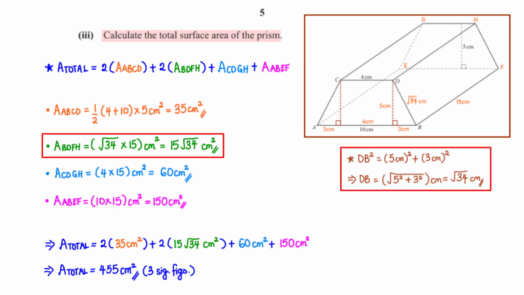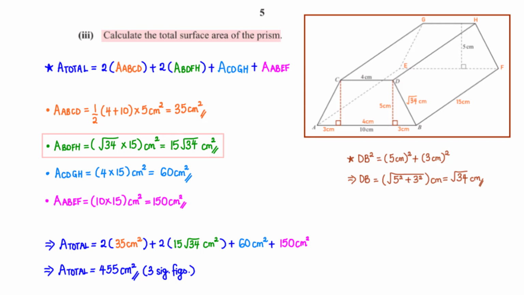The width can be found by applying the Pythagoras theorem to the right-angled triangle. This gives us square root of 34 centimeters. And so 15 centimeters times square root of 34 centimeters equals 15 root 34 centimeters squared. CDGH is a rectangle and its area is 4 times 15 centimeters squared, which is equal to 60 centimeters squared.